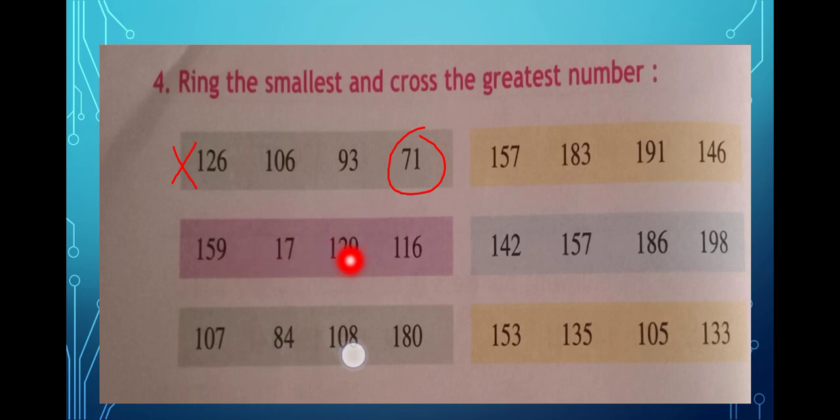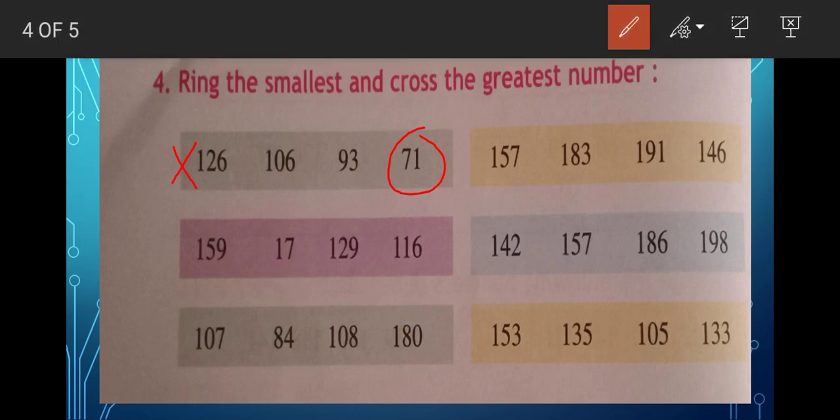In the same way, this question, see, 159, 17, 129 and 116. See, all are having 3-digit numbers. Only this is having 2 digits. That means 17 is the smallest number, isn't it? So you have to ring the smallest number, and you tell me which is the greatest number.